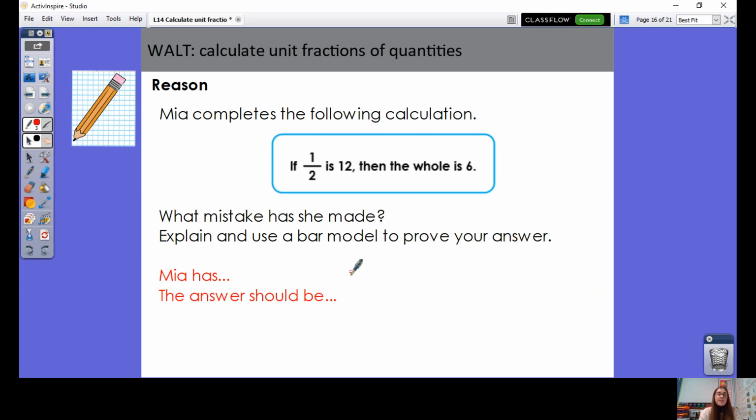So I don't just want to know that she's wrong or that she has made a mistake. You really need to explain why she's wrong. What has Mia done that she shouldn't have done? And what should she do instead? What should the answer be? You've got a couple of sentence starters here to help you to set that out. So pause me now and have a go at that question.